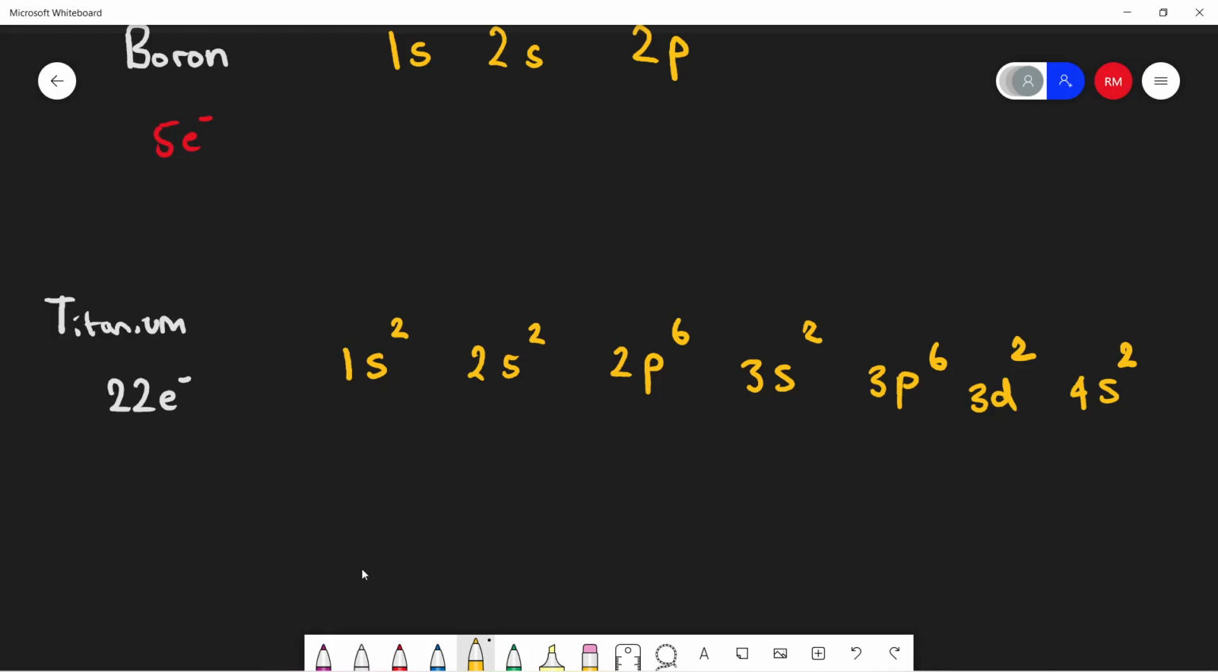So a very simple way to test yourself on electron configuration is just go through the periodic table, every single element, up to maybe Mercury or something, and just try and test yourself on the electron configuration of every element. It may take a while, but definitely a useful skill to learn for chemistry.